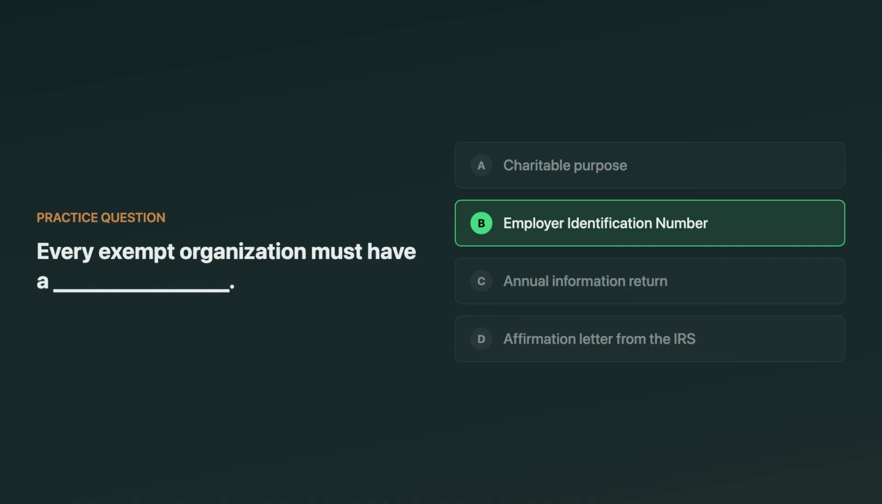The correct answer is an employer identification number, an EIN. Even if the organization has no employees, the EIN is still used for federal tax administration, banking, filings, and IRS correspondence. The tempting wrong answer is an annual information return, but some exempt organizations, like churches, generally don't have to file Form 990.